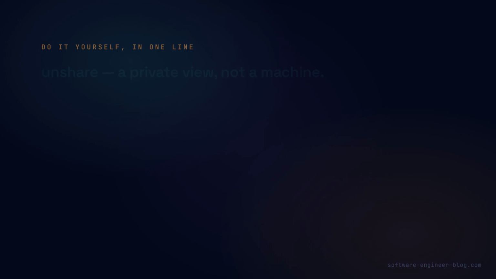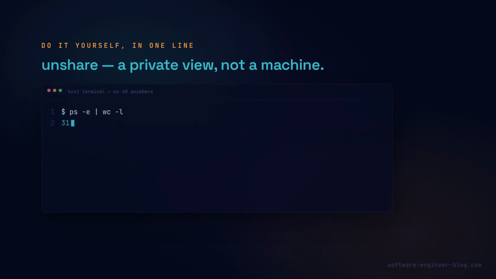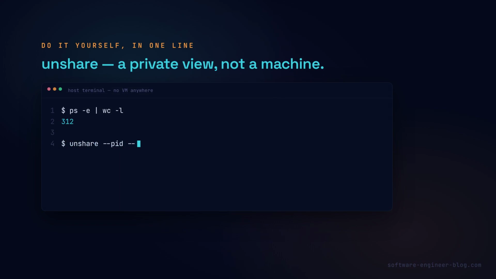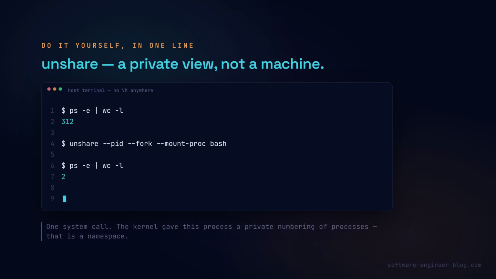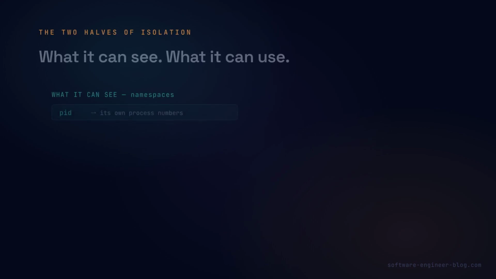That renumbering is the whole trick, and you can do it by hand in one line. On the host, count the processes, 312. Now run unshare. Unshare asks the kernel for a new namespace, which is a private view of one kind of resource. Here we ask for a private view of process numbers. Count again from inside. 2. Nothing booted. No machine appeared. We made one system call, and the kernel simply changed what this process is allowed to see. Containers are built out of that one idea, repeated.